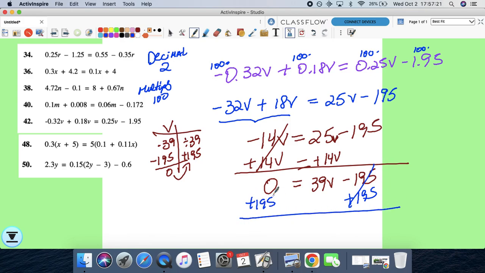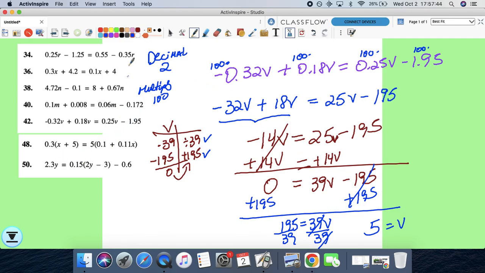These two go away. 0 plus 195 is 195. And then we have 39v. Step 1 done. Step 2, divide both sides by 39. Well, 39 divided by 39 is 1, or 1v. And then 195 divided by 39 is 5. So v apparently is 5.